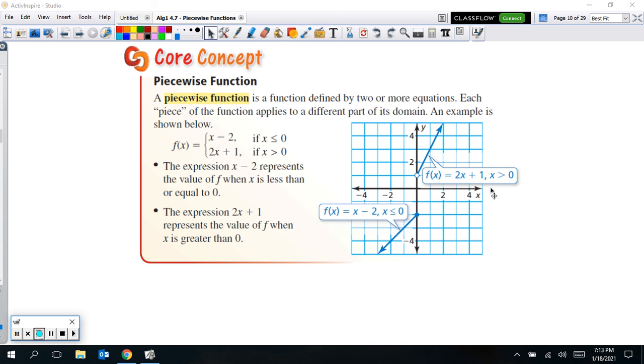We're looking at just the domain. So remember, the domain does mean where is this graph on the x-axis. And so for each equation, you're going to have a separate domain for where that's located. So you can see there's two pieces on this one. Piecewise functions could have more than two pieces. Most of them are going to have two pieces that we're going to see.